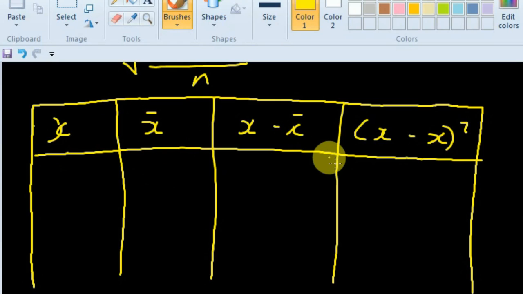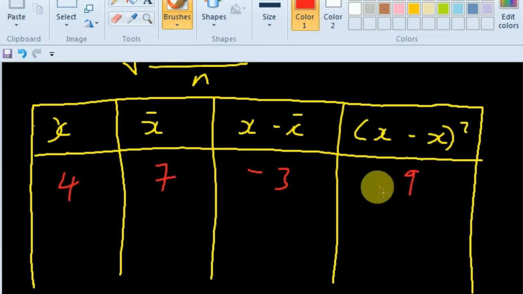So the first score, what do we have? The first score we have 4, and we know the mean is the same. We calculated the mean as 7, so we're going to say 4 minus 7, and our answer is -3. -3 squared, that's 9. Then we're going to come to the second one.